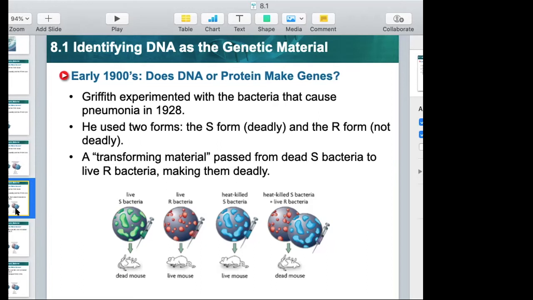So was it the dead thing that did that? Yes, and so the R bacteria that was living, which is not harmful, just picked up these genes. It basically tore apart the bacteria and pulled out the genes it needed.